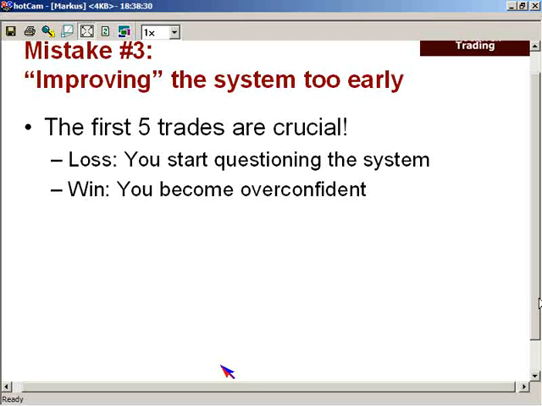Okay, mistake number 3, improving the system too early. The first 5 trades are crucial. See, here's the problem. If in the first 5 trades, let's assume you have 5 losses, then you start questioning the system. I mean, you see, the problem is as soon as you start trading, you're doomed anyhow. It doesn't matter. Because if the first couple of trades with your new strategy, with your systems, do not go well and you have some losses, then you say, I knew it, this system doesn't work, the strategy doesn't work, and again, as a woman buys new shoes, the trader buys the new system and jumps on the next system.